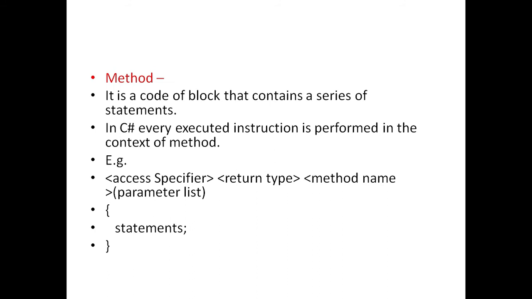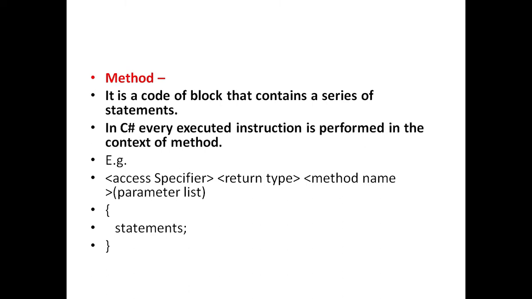Next is methods. It is a block of code that contains a series of statements. In C Sharp, every executed instruction is performed in the context of a method. For example, a method is declared as access specifier, return type, method name and parameter list, and the statements that are to be executed.